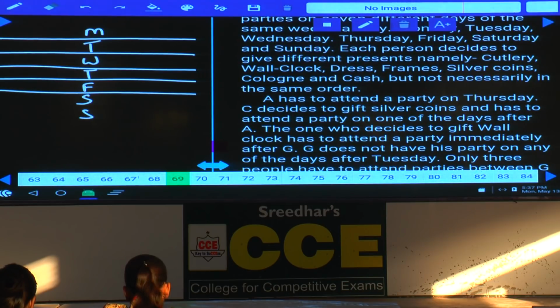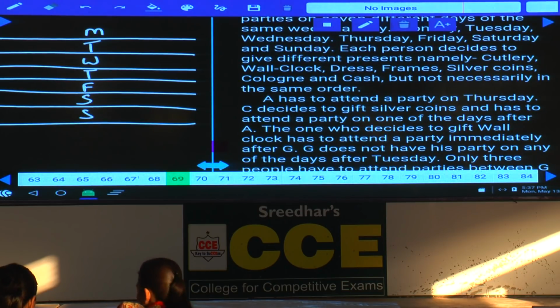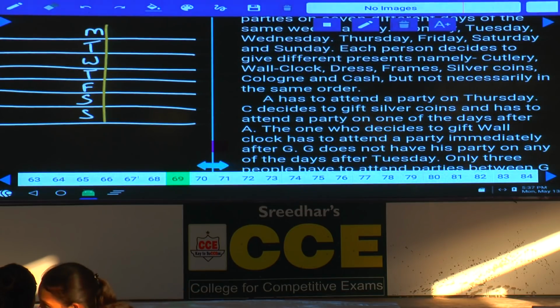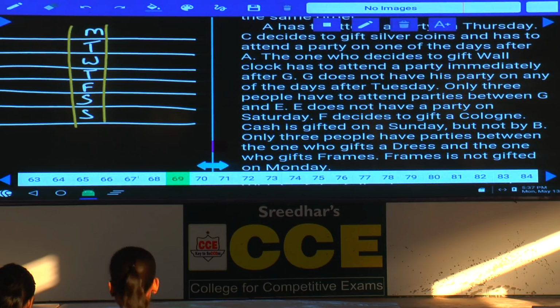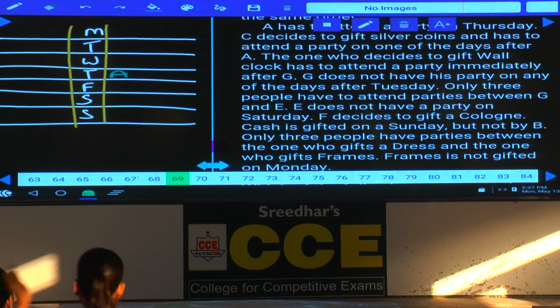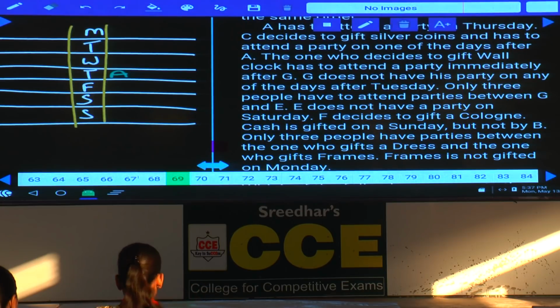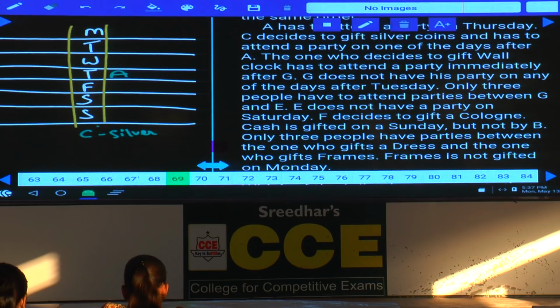Then as condition number 1, A has to attend a party on Thursday. A on Thursday, this is fixed here. A has to attend on Thursday, A at this place fixed. And next, C decides to give gift silver coins and has to attend a party on one of the days after A. C, silver after A. The word immediate is not given, so it is anywhere after A. And C could be either Friday, Saturday or Sunday. There are 3 different possibilities, after A.